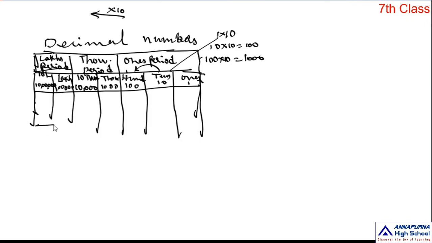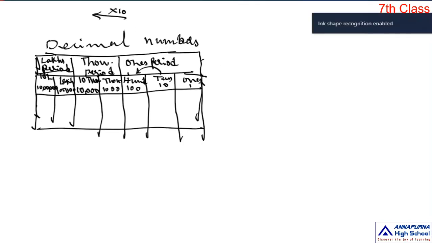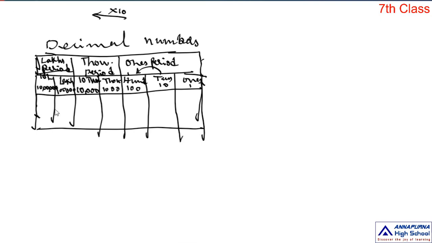So this is the Indian system of place value chart. If you move further, we get one more place, that is, after lakhs we get crores, so it becomes the crores period. Like that we can extend. If you observe this, towards left it is increased by 10 times.